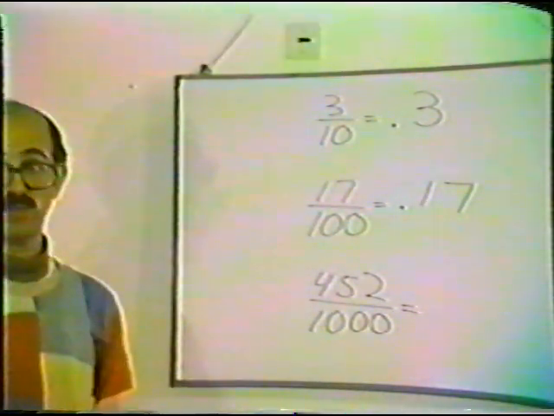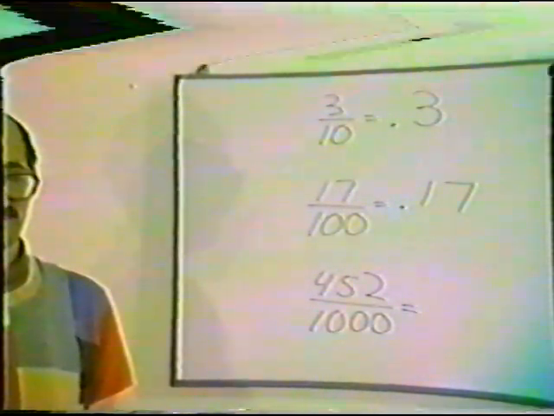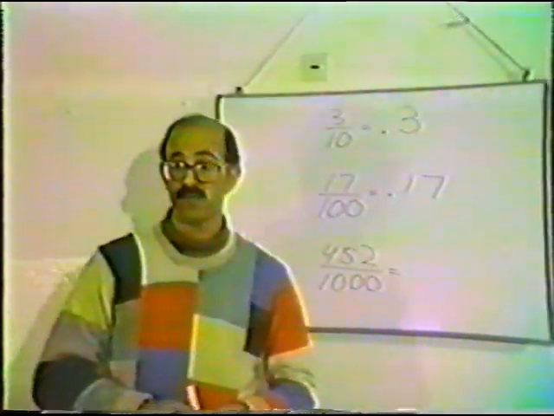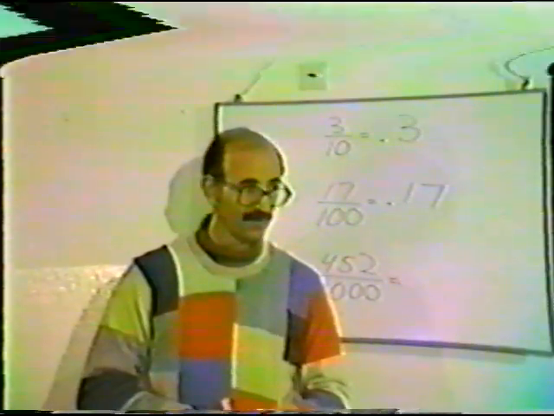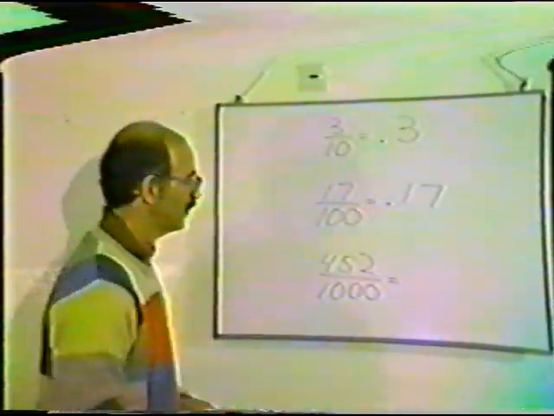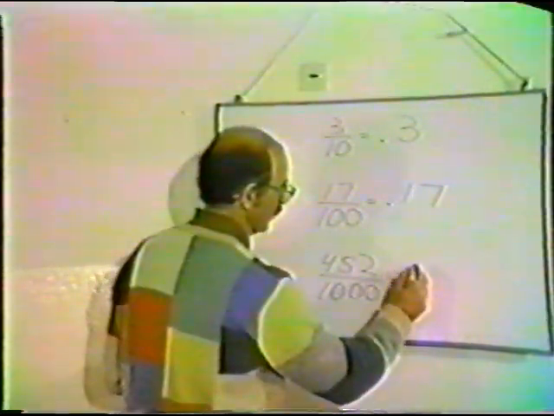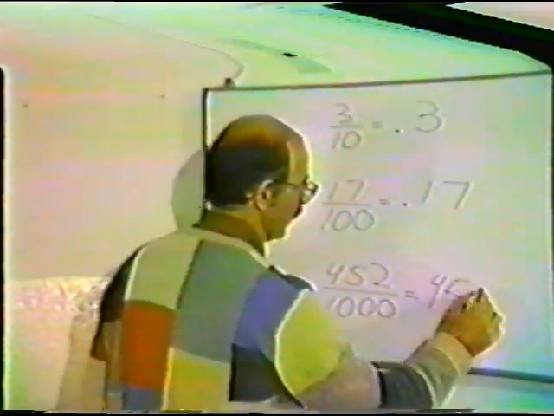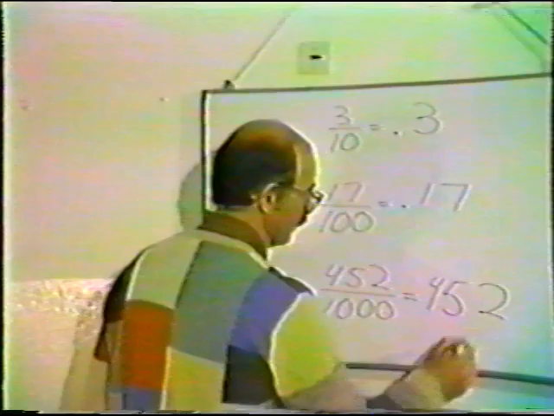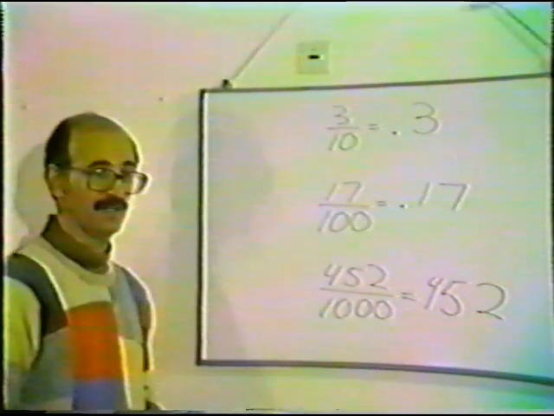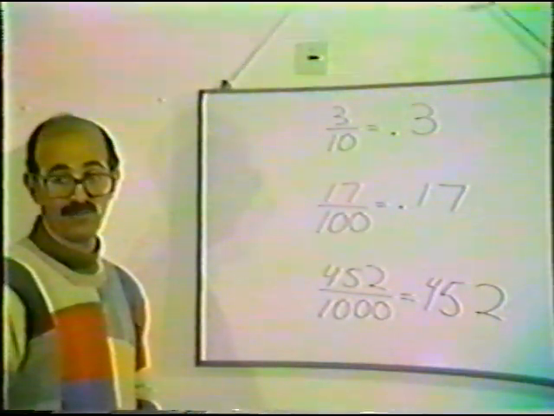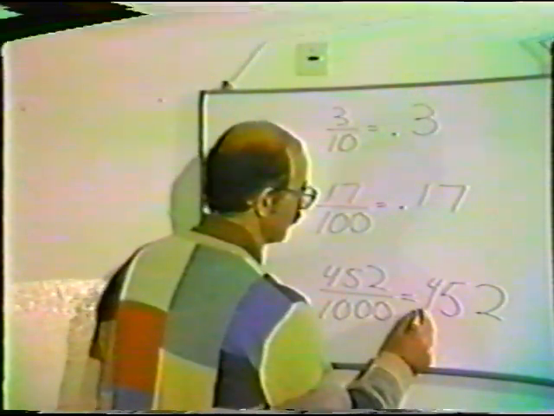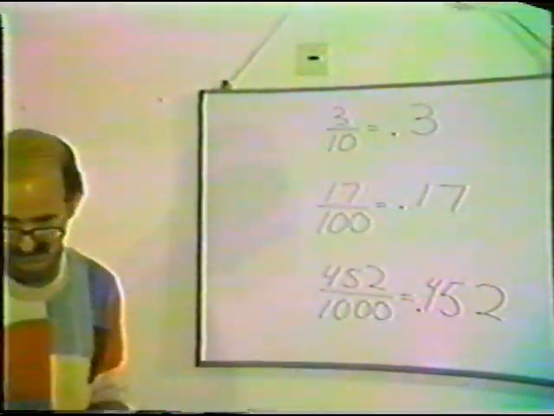And read that one. 452/1,000. How many places do I need for that one? 3. 3 places. And I can fit in that the 4, the 5, and the 2. Did I forget something? Yes. What did I forget? The decimal point. And it goes right here.